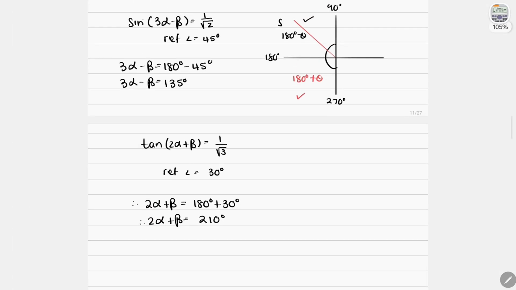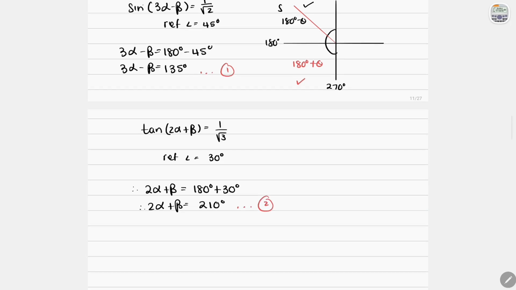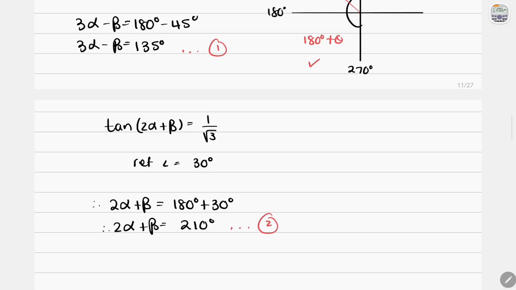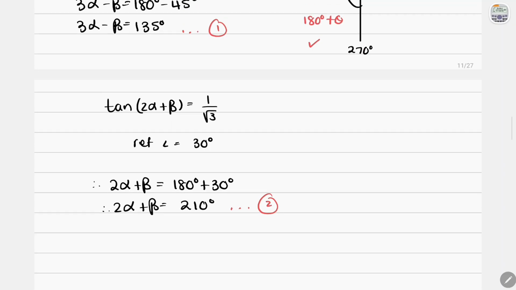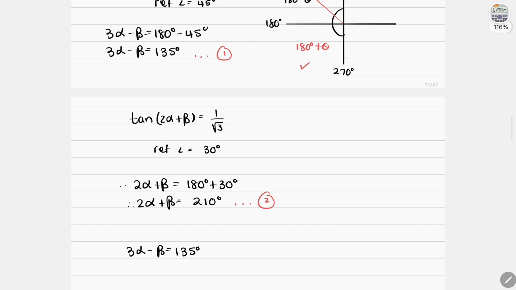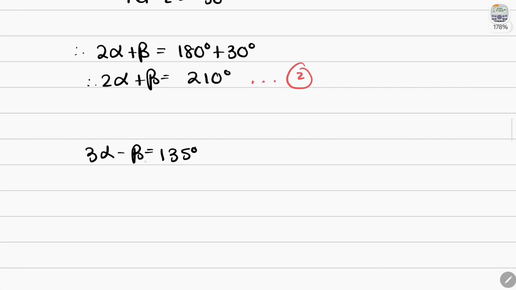So we have two equations, this equation and this equation, and all we're trying to do is solve for alpha and beta simultaneously. In both equations, beta is nicely on its own, so let's just make beta the subject. At this point, you can simplify it in any way that you want to. You can add both equations, or you can say this equation minus that equation. That's fine. But I'm just going to make beta the subject by transposing it. So it becomes positive beta here, and then we have 3 alpha minus 135 degrees.